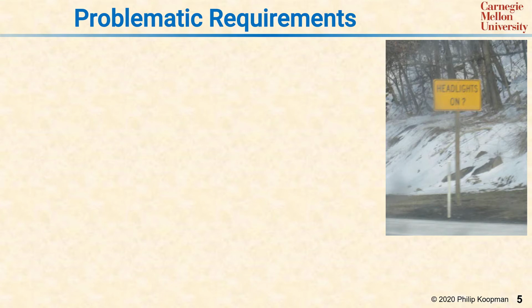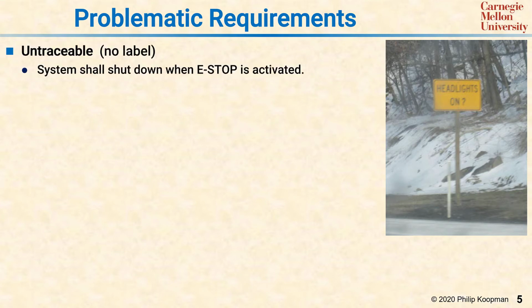A requirement may be untraceable. There's no label. "System shall shut down when e-stop is activated." There's no label, so there's no nickname to use in tracing it to see if there's really a system test. That means the requirement text itself might be okay, but in the context of a software process, there's a piece missing.